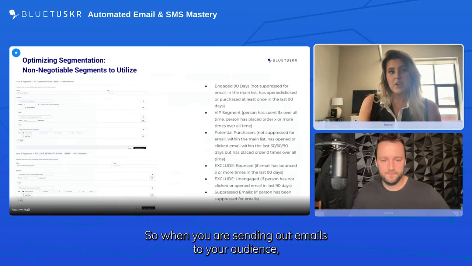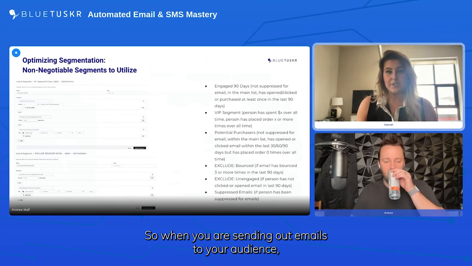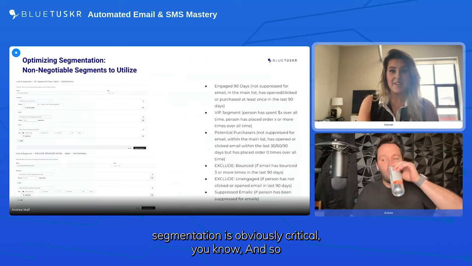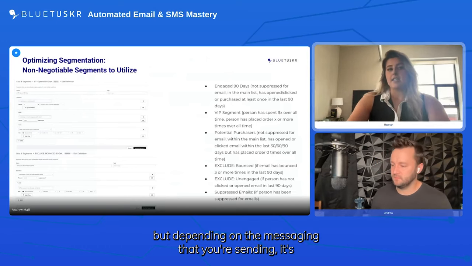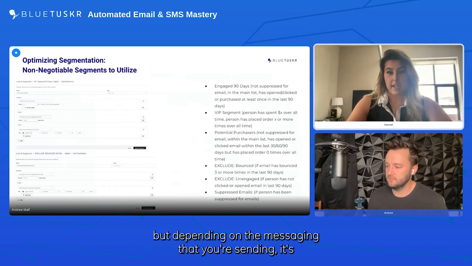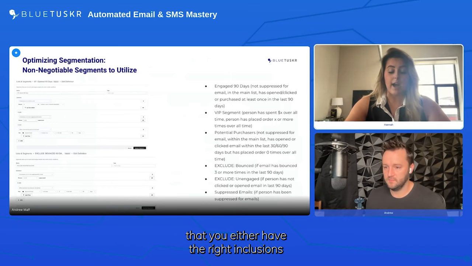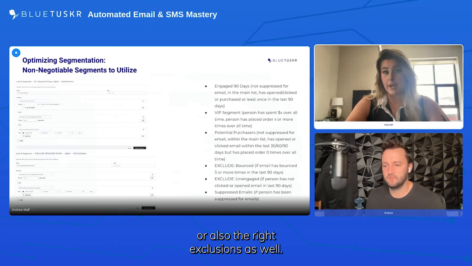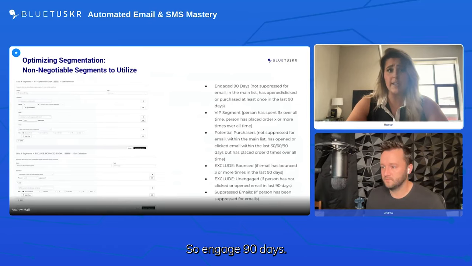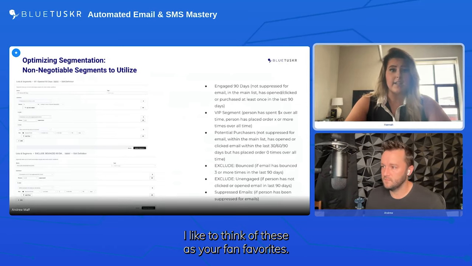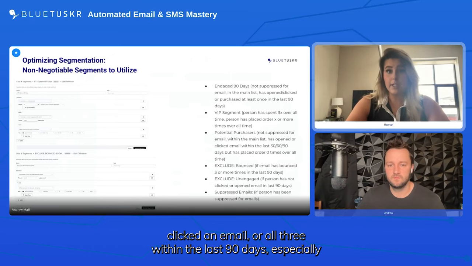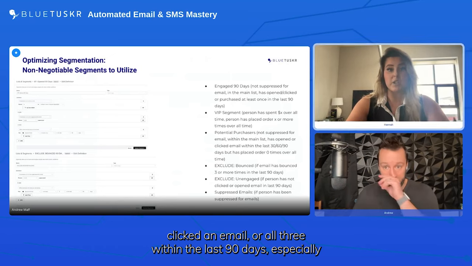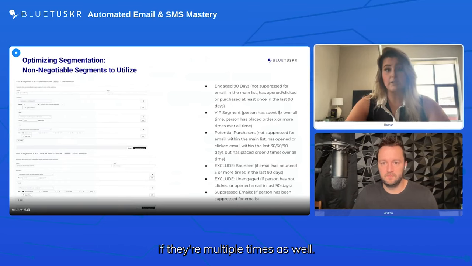Yeah, so when you are sending out emails to your audience, segmentation is obviously critical. Depending on the messaging that you're sending, it's very important that you either have the right inclusions or also the right exclusions as well. So Engaged 90 Days, I like to think of these as your fan favorites. These are the people that have either purchased, opened, clicked an email, or all three within the last 90 days, especially if it's multiple times as well.